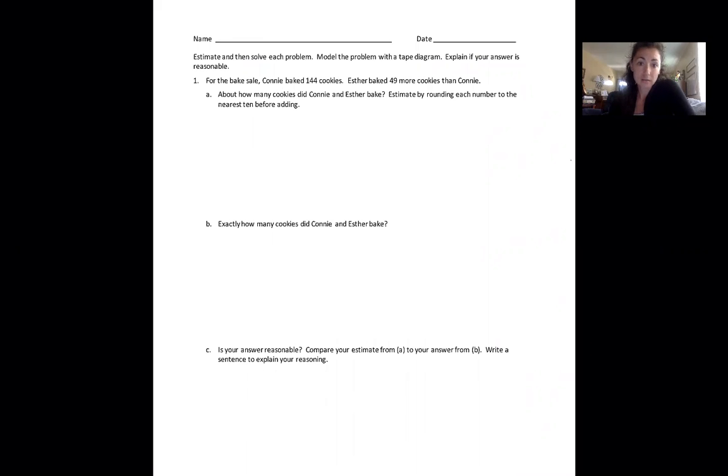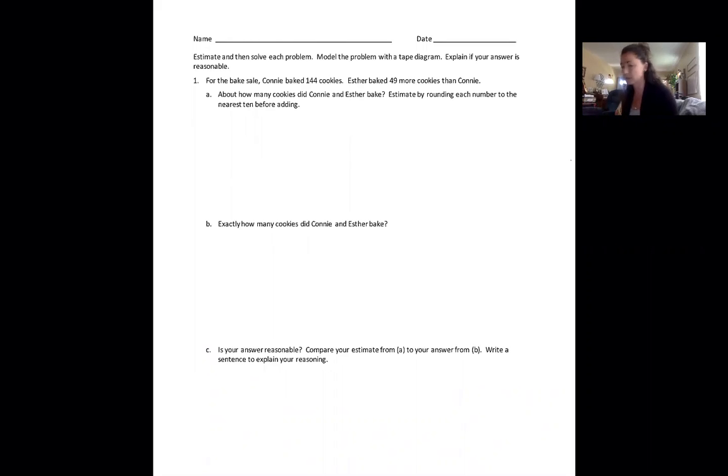For the bake sale, Connie baked 144 cookies. Esther baked 49 more cookies than Connie. For part A, it says, about how many cookies did Connie and Esther bake? Estimate by rounding each number to the nearest 10 before adding. All right, this will be good.